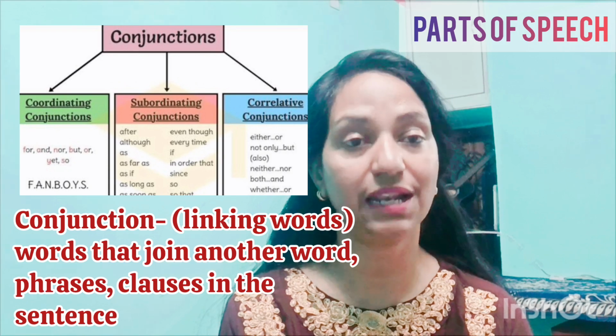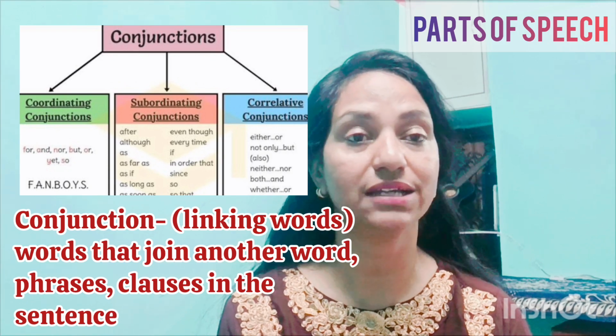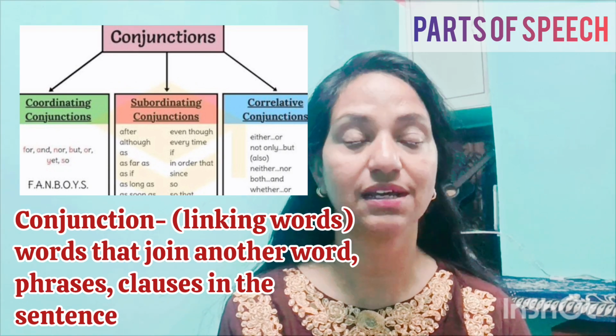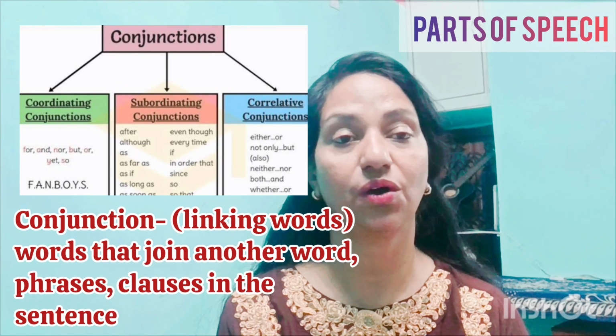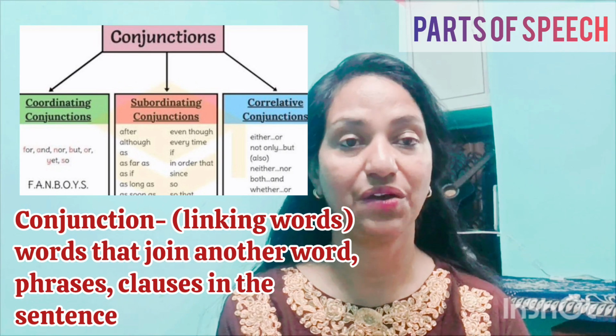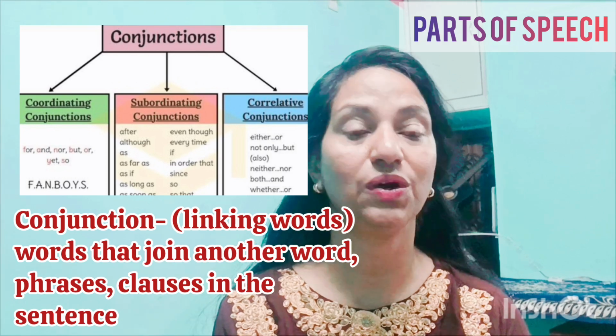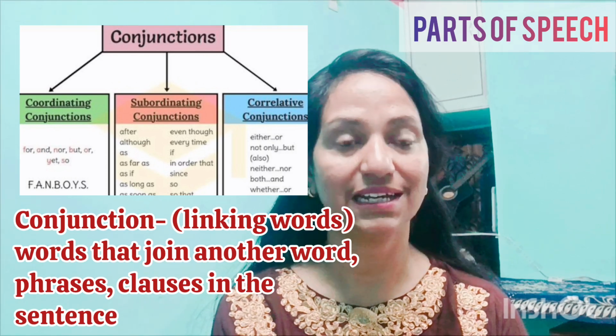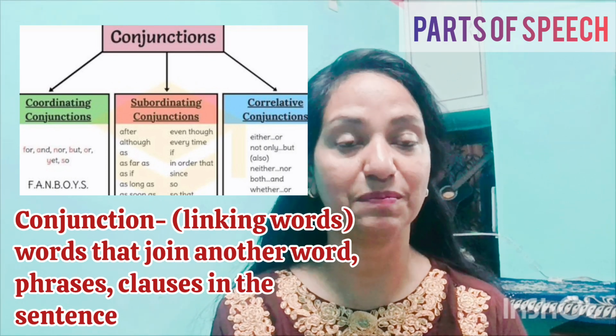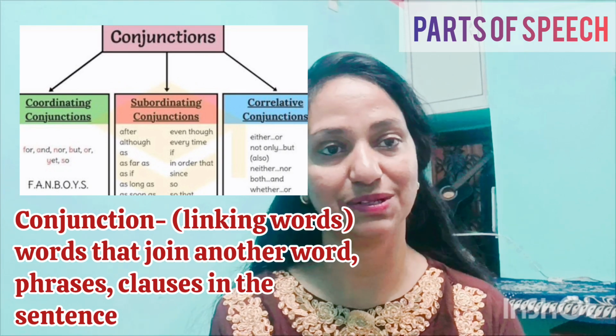Seventh one is conjunction. Conjunctions are also called linking words because they connect or link together various words that are present in the sentences or the phrases or the clauses. For example, and, between, so, until, all these are conjunctions. They help us in framing compound sentences also.